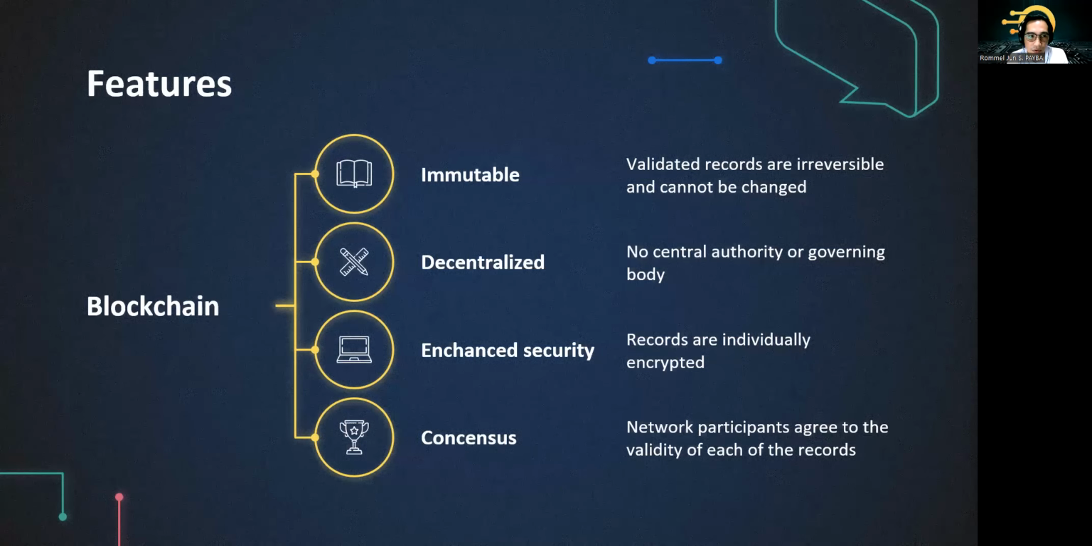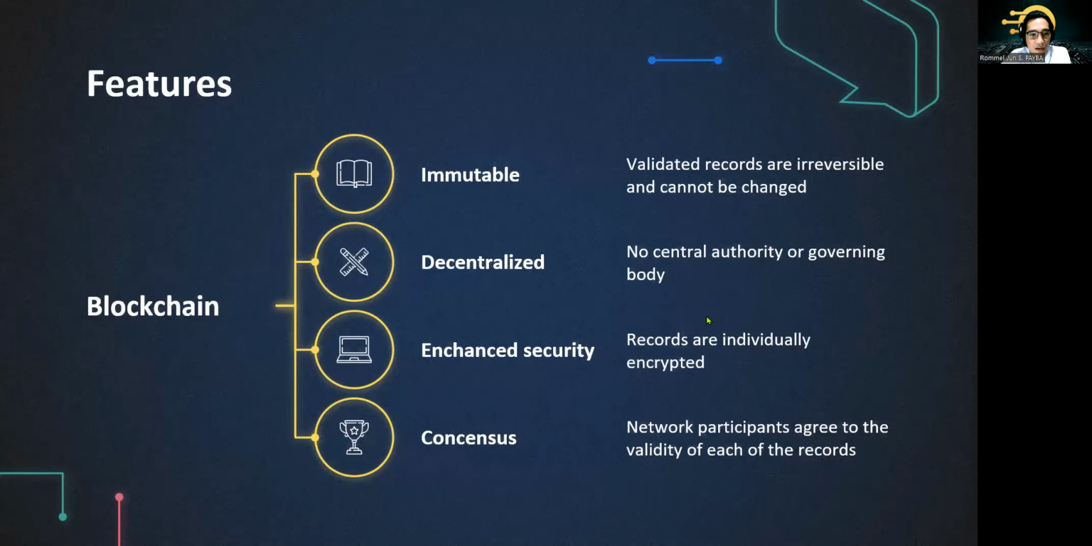There is enhanced security since all the records are individually encrypted. So if you hear about blockchains getting hacked, it might not actually be the blockchain itself or the network itself that was compromised, but rather users or the accounts of users within the system. There is a consensus. Network participants agree to the validity of each of the records because they process it and they all validate it and verify that it is indeed true.